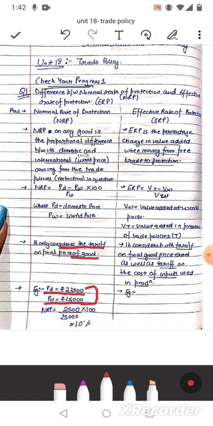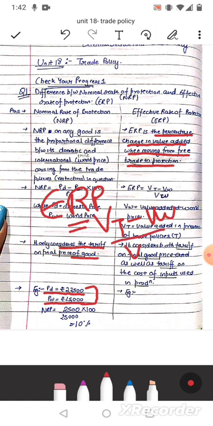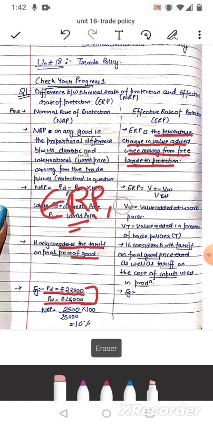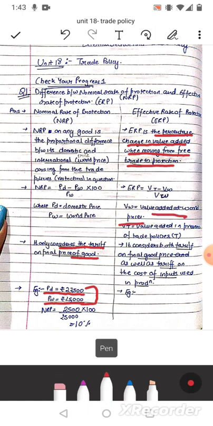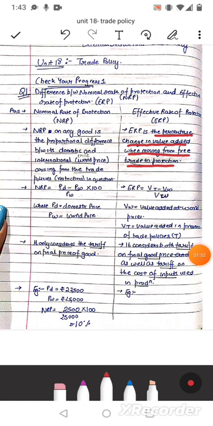Now we'll discuss effective rate of protection. Effective rate of protection is percentage change in value added when moving from free trade to protection. So ERP is (VT minus VW) upon VW, where VW is value added at world price and VT is value added in presence of trade policies. Effective rate of protection considers both tariff on final goods as well as tariff on the cost of inputs used in production. So this is the main difference between nominal rate of protection and effective rate of protection.